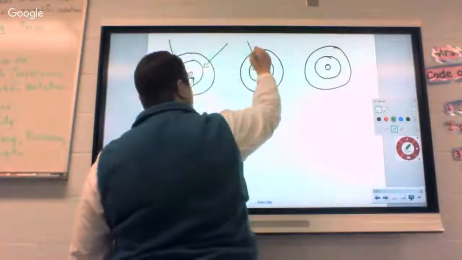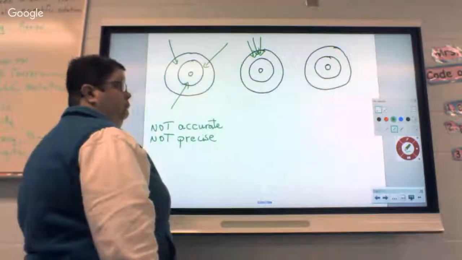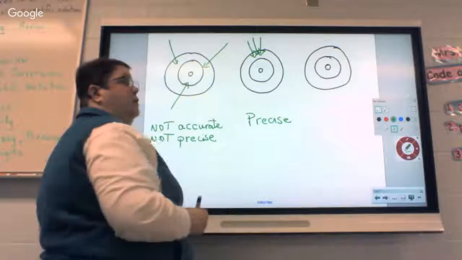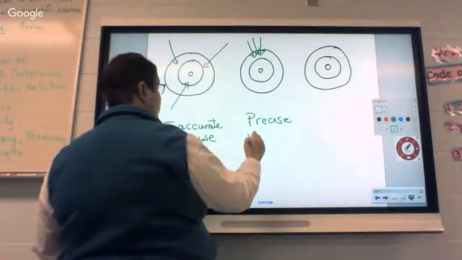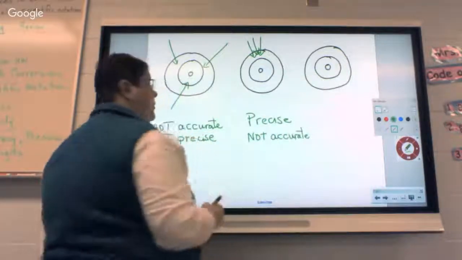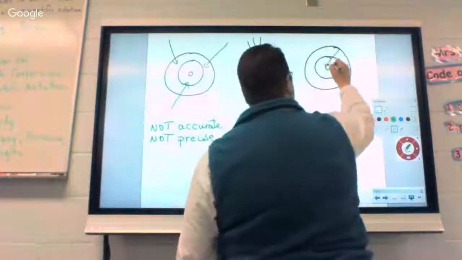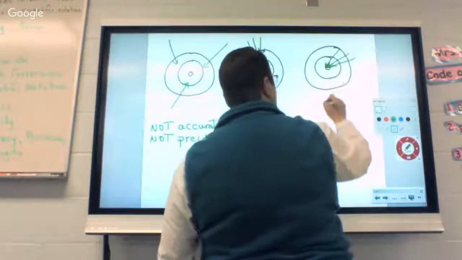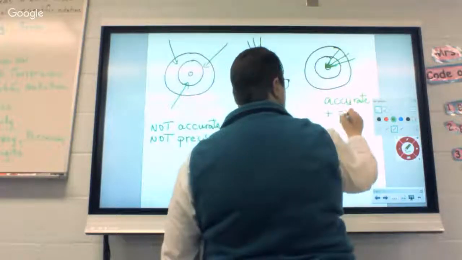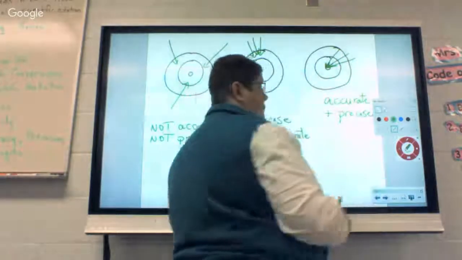What if I threw them and they all landed there? I'm precise because they all landed together, so I reproduced my same answer, but I'm not accurate because I didn't get them where they needed to go. So, in order to be both, where do I need to be? To hit all of them, I need to be here to be accurate and precise. Now, you understand what the words mean?